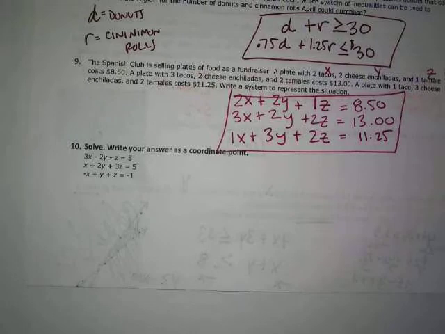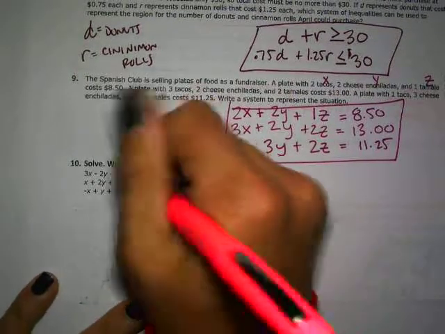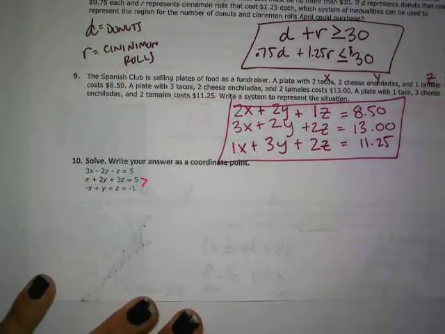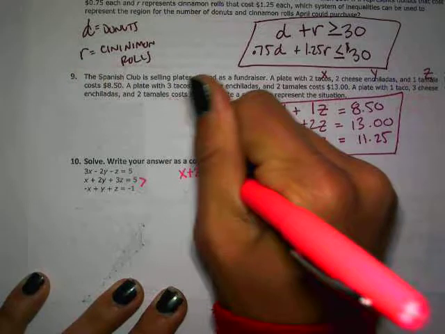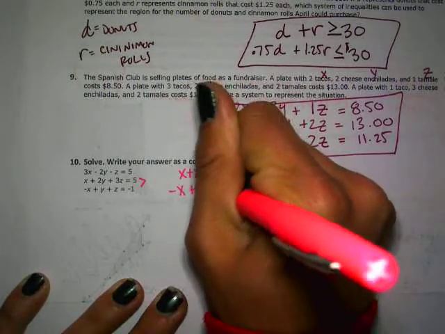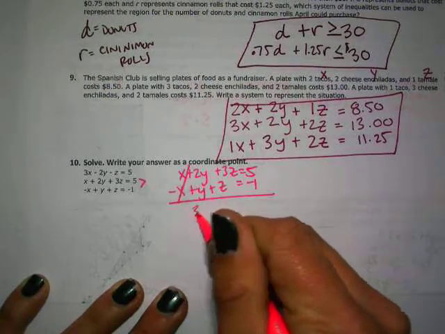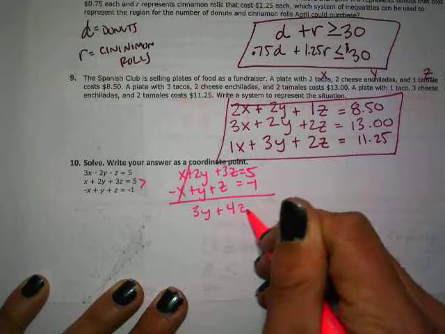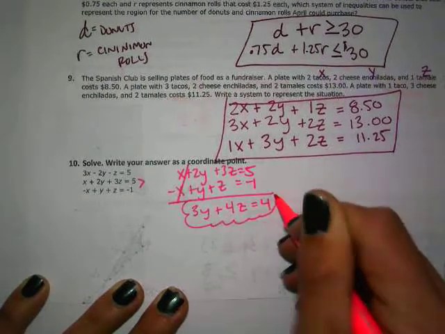All right, last one, 3 variable. So I'm going to use elimination, and I think I'm going to eliminate the x's. All right, so I can take those 2 guys. X plus 2y plus 3z equals 5. Negative x plus y plus z equals negative 1. X's eliminate. So 3y plus 4z equals 4. So there's one of my equations that I'm going to use later.